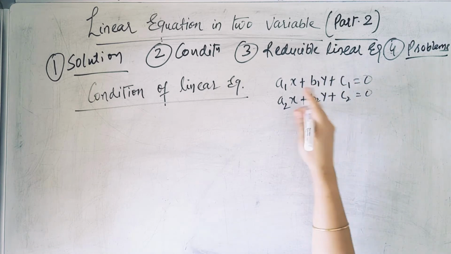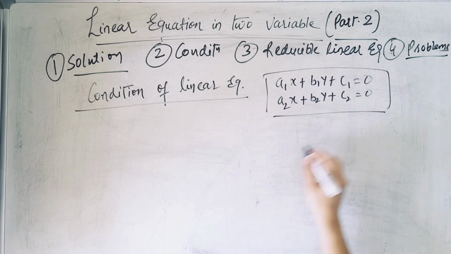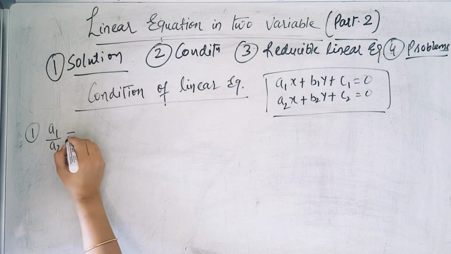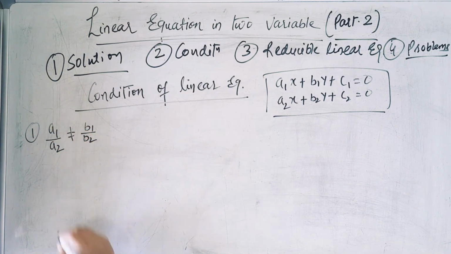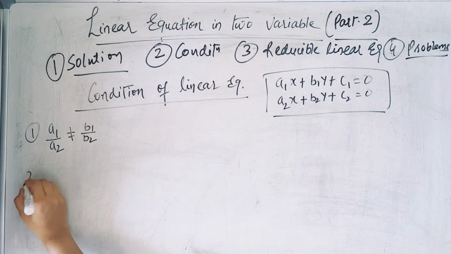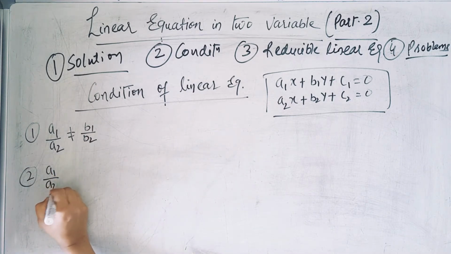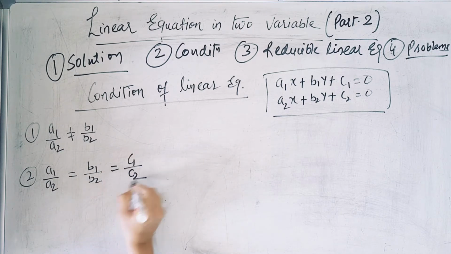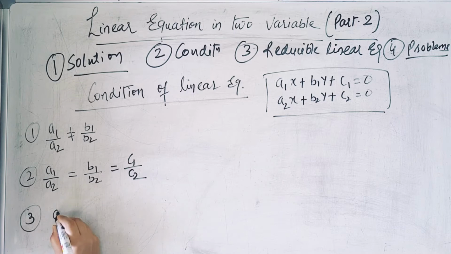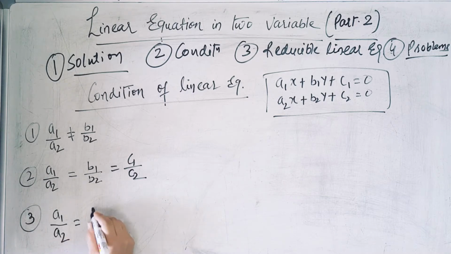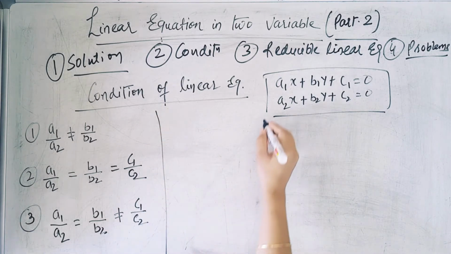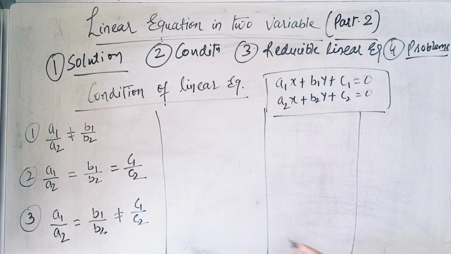Now according to this, if these two linear equations are given, condition 1 is: a1 by a2 is not equal to b1 by b2. Condition 2 is: a1 by a2 equals b1 by b2 equals c1 by c2. And condition 3 is: a1 by a2 equals b1 by b2 but not equal to c1 by c2. Now here come 3 types of questions.